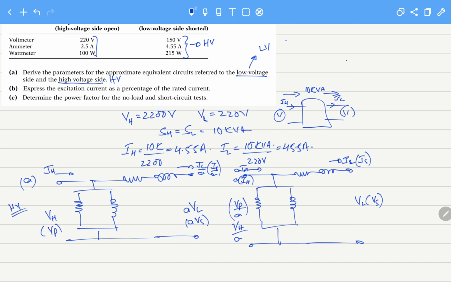So these are the two equivalent models. This is reflected to the high voltage side, that is primary, and this is reflected to the low voltage side, which is secondary.